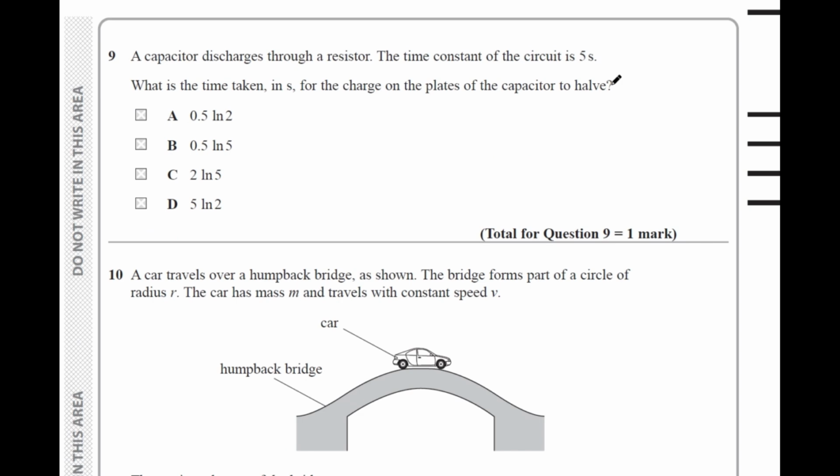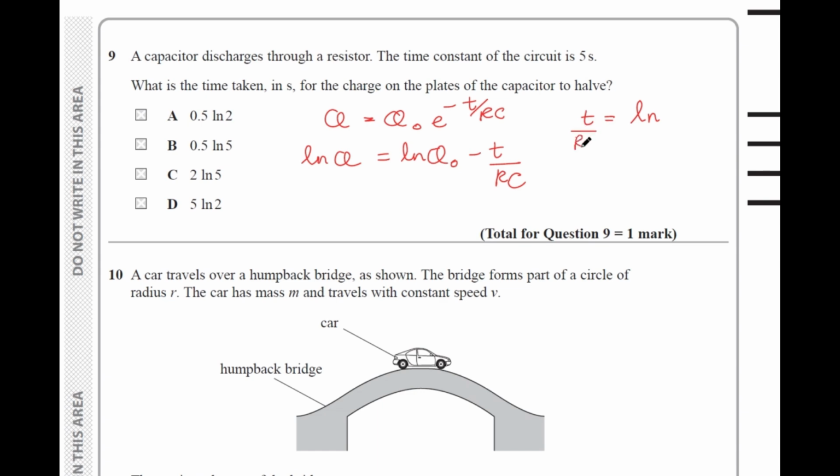Capacitors. In these capacitor questions, there are a set of equations you have to learn, you have to remember. And one equation is this. Charge Q equals Q naught e to the power minus T over RC. Or we can use the linear function ln Q equals ln Q naught minus T over RC. We need to find the time taken for the charge to halve. So we have to make T the subject. I will make T the subject and bring everything to one side.